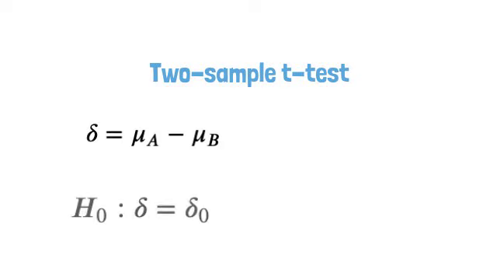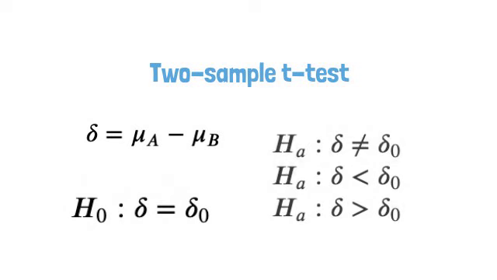We can also use a t-test to compare 2 population means. Let delta be the difference between the population means A and B. The null hypothesis can be written as delta equals delta 0, where delta 0, the hypothesized difference in means, is usually 0. We can test the null against a similar set of alternative hypotheses depending on the question at hand. Although I won't go into as much detail here, the nature of the test statistics and their degrees of freedom depends on whether we can reasonably assume equal population variances, which can be tested using something called Levene's test.